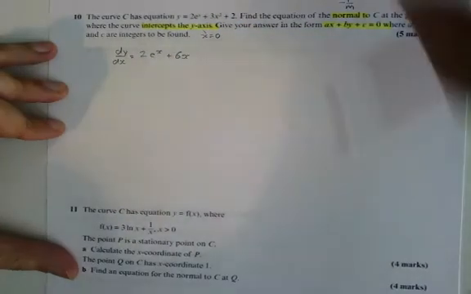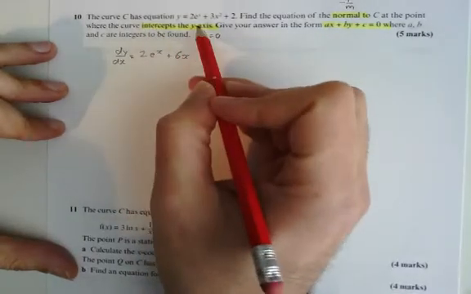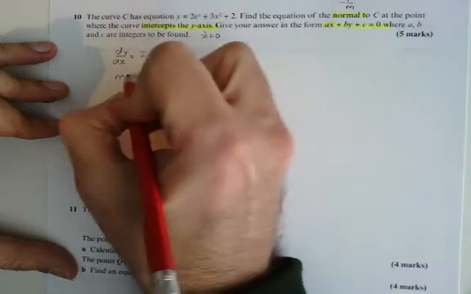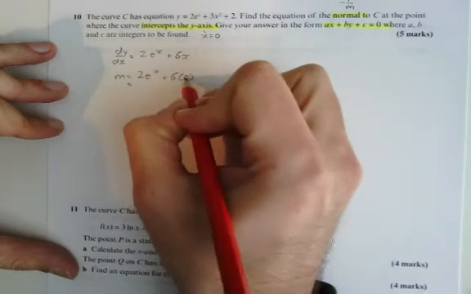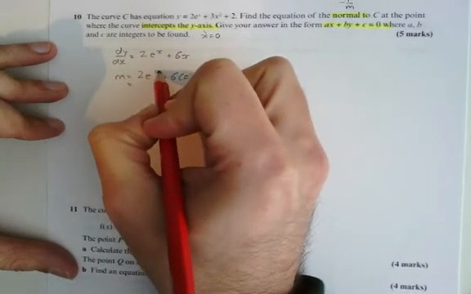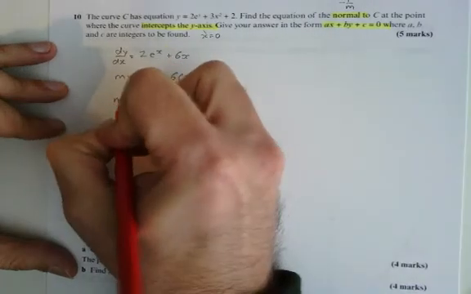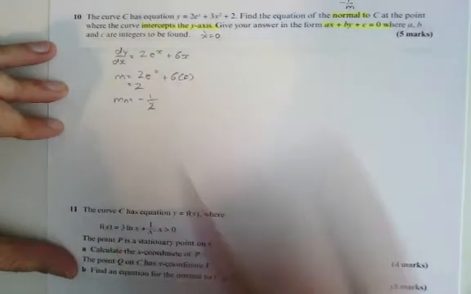Okay, so to figure out the gradient at the point where the curve intercepts the y-axis, we're going to have to sub in x equals 0. So your gradient will equal 2e to the 0 plus 6 times 0. 6 times 0 was nothing, but 2e to the 0 will give us 2, because remember e to the 0 is 1, so that's going to give me 2. Which means that my gradient for the normal is going to be minus 1 over 2.